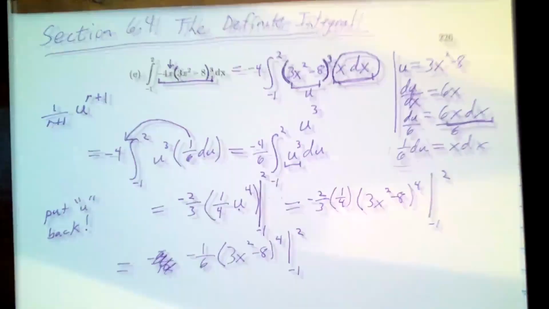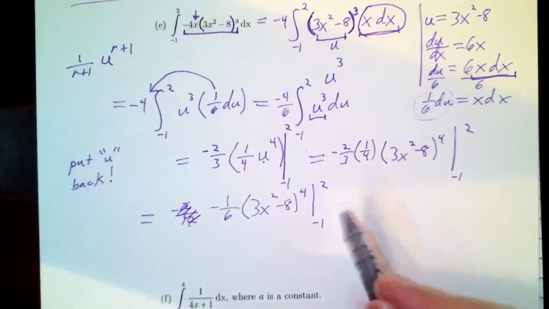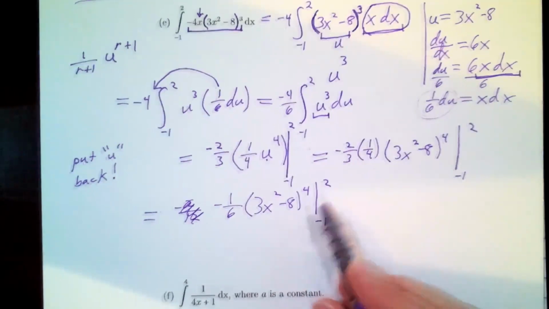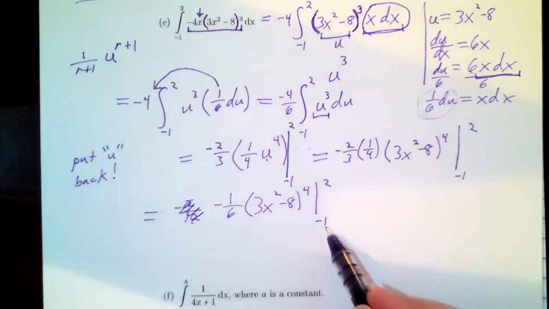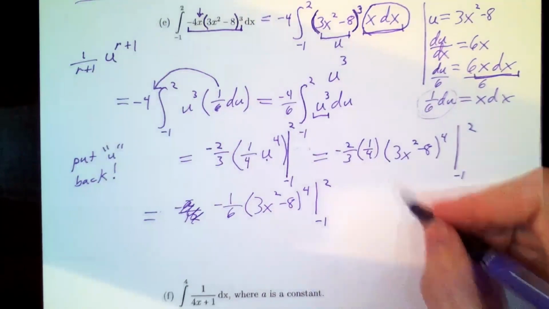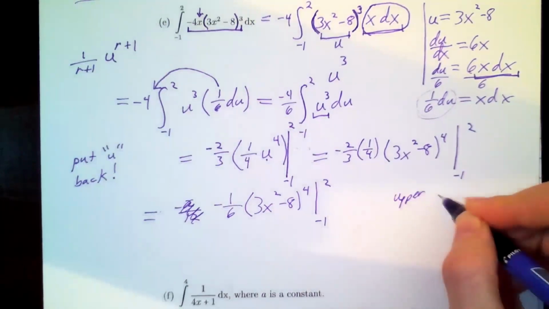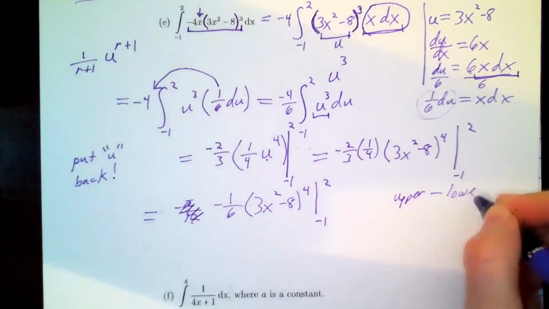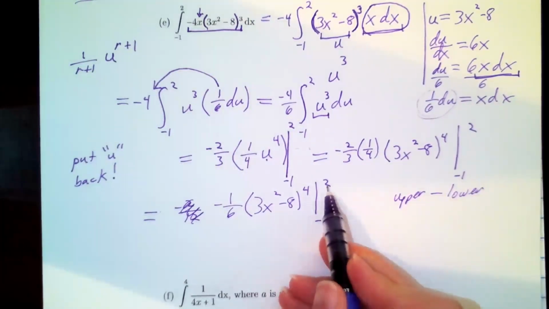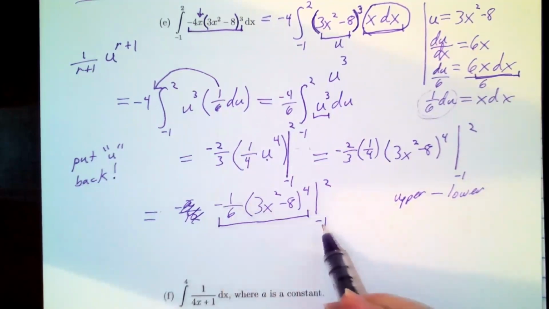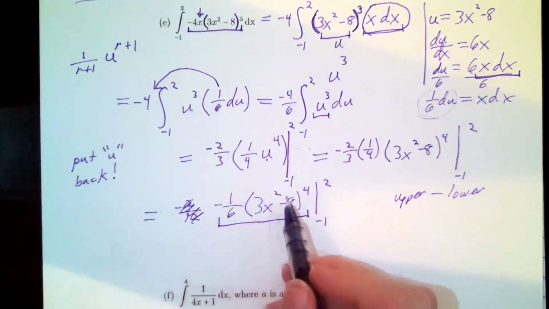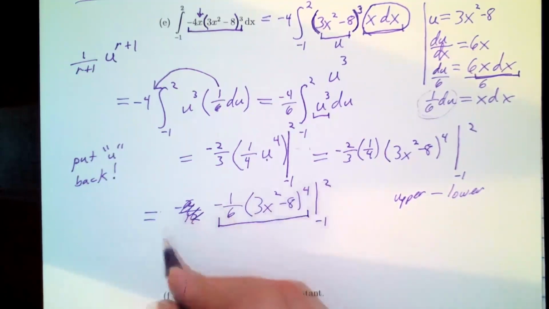Now, this is where I have to evaluate the definite integral. I have to plug in the upper bound, and then plug in the lower bound and subtract those values. Upper value, plug that in, subtract what you get when you plug in the lower value. So first, I want to plug in 2 into all of this, and then plug in -1 into all of that. I'm going to subtract those. So let's do the upper bound first. Let's plug in the 2.